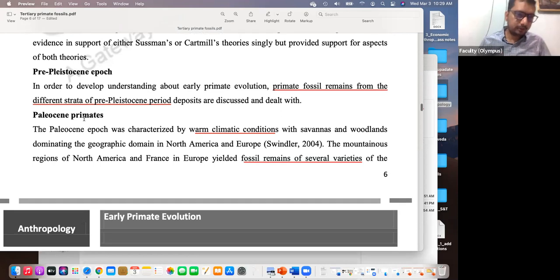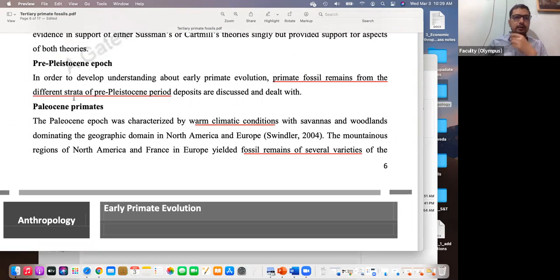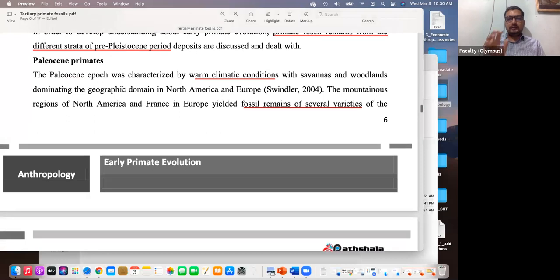So there were specific primate fossils that we have to talk about here. For example, the pre-Pleistocene epoch. There were many deposits of these present. We're going to talk about some of these as related to some of these epochs. For example, the Paleocene epoch. They say that in the Paleocene, it was very, very warm. Warm climatic conditions were there.